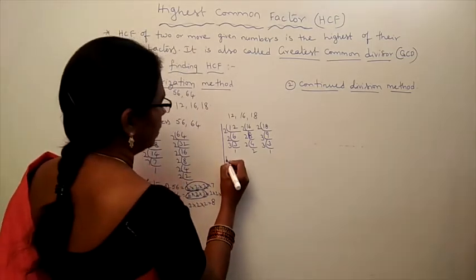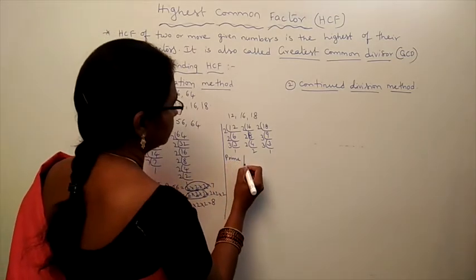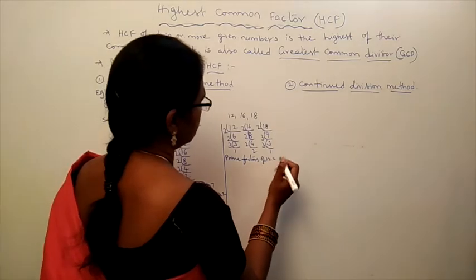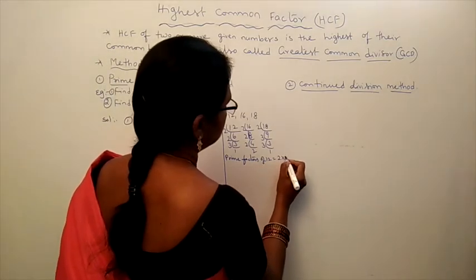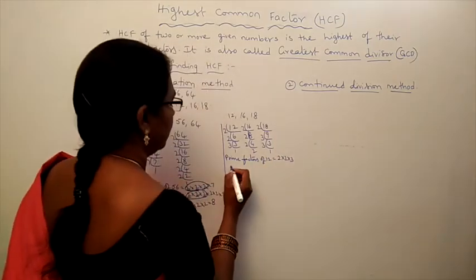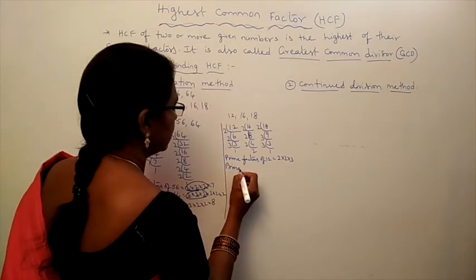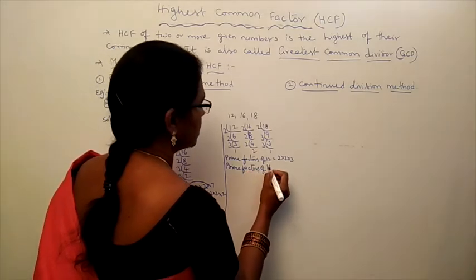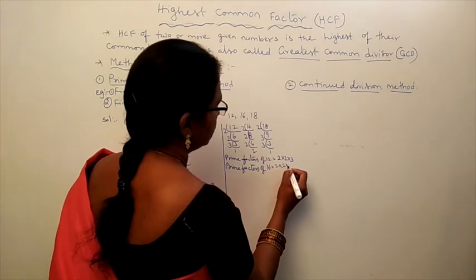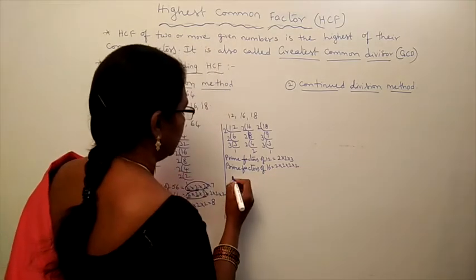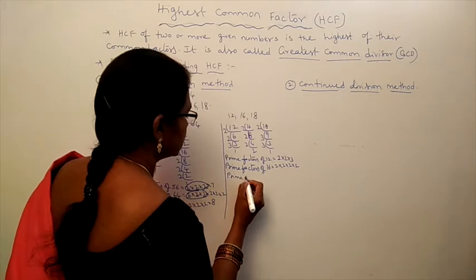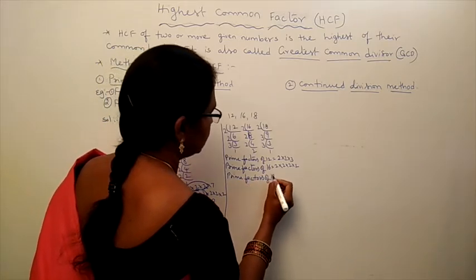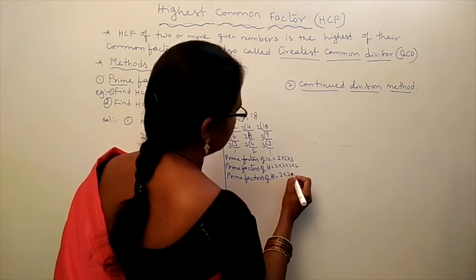Now prime factors of 12 is equal to 2 into 2 into 3. Prime factors of 16: 2 into 2 into 2 into 2. Next, prime factors of 18: 2 into 3 into 3.